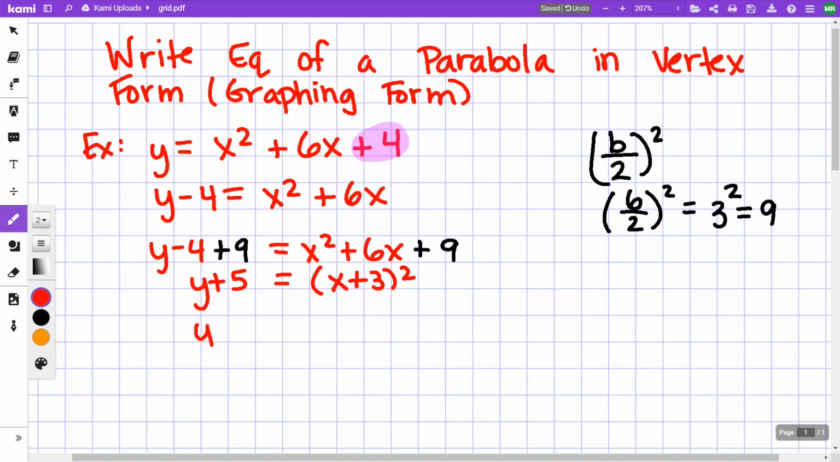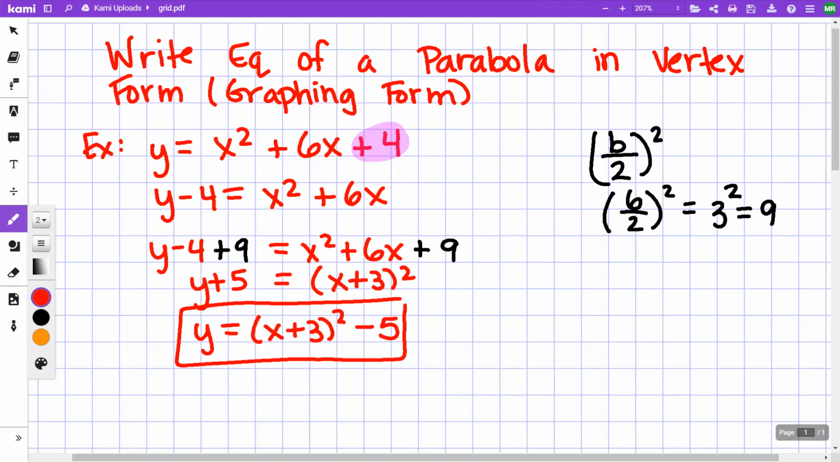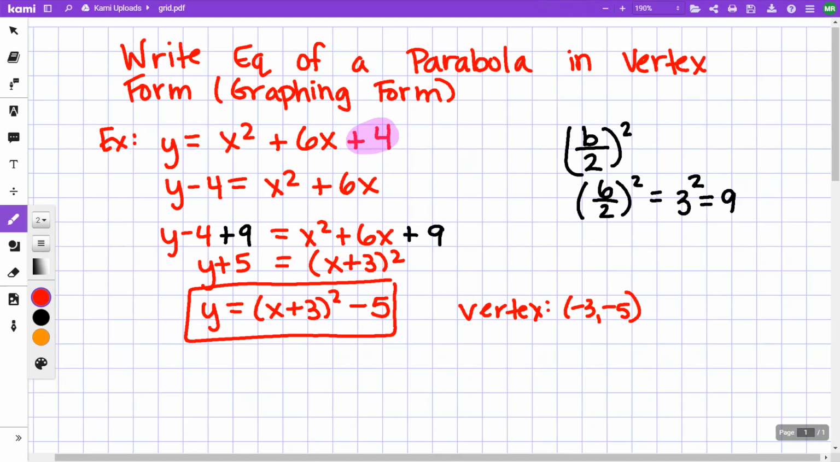Then what I'm going to do is subtract the 5 and I'm going to get y equals x plus 3 squared minus 5. And now this is in a nice vertex form. I can identify my vertex as -3, -5. Even though this was one that if I had to solve it using quadratic formula or factoring, it would not have been nice. Okay. Let me go through one more example where maybe we have a number in front.